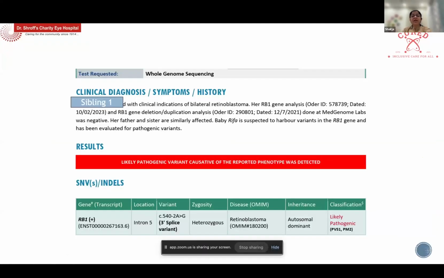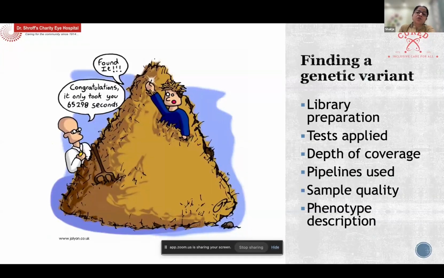Going back to a retinoblastoma case, where there was a family history, multiple family members affected, we were repeatedly getting our RB1 sequencing negative, MLPA negative, and finally a whole genome sequencing was done in that patient, and an intronic variant was found, which was likely pathogenic. So that is how ultimately the loop was closed with a whole genome sequencing in this patient. So finding a genetic variant is not simple.